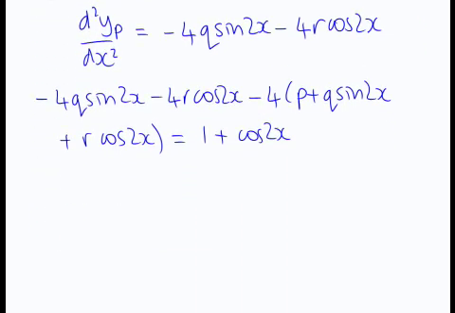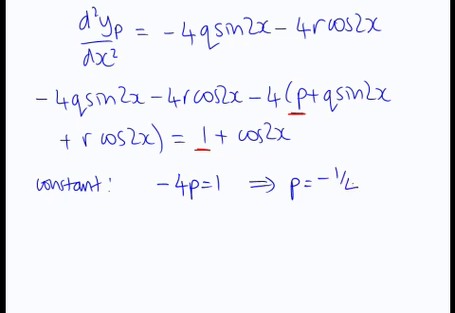And for this expression to hold for all x in the domain that I'm interested in, what I need to do is equate coefficients. So I'm going to do that now, and first of all I'm just going to look at the constant terms. There's a p there being multiplied by minus 4, and there's a 1 there. Those must balance, so minus 4p equals 1, i.e. p is minus a quarter.